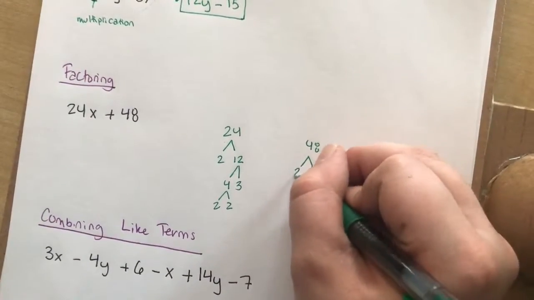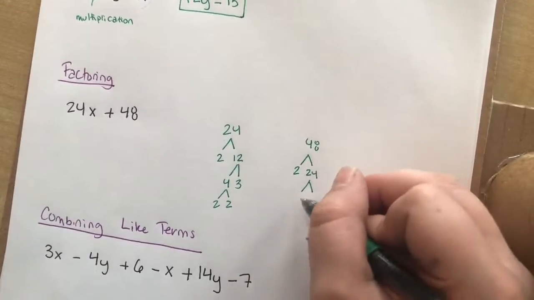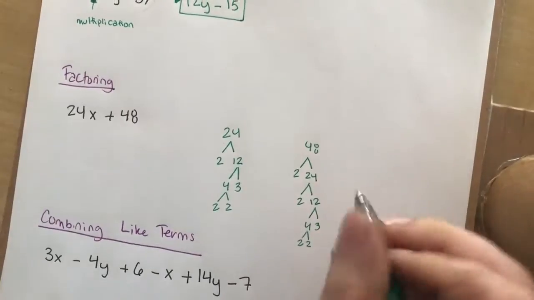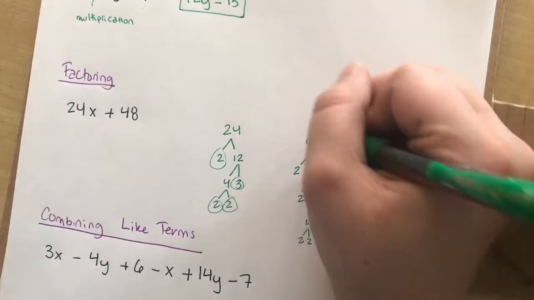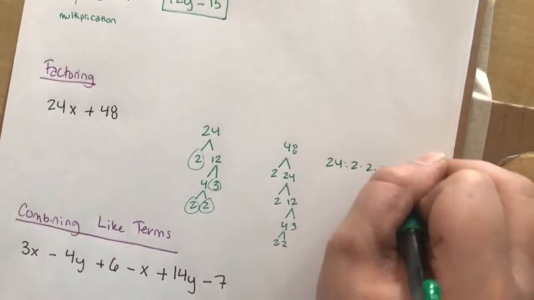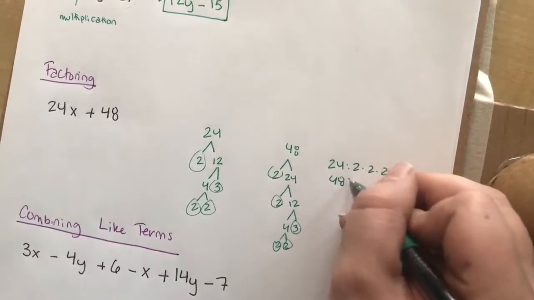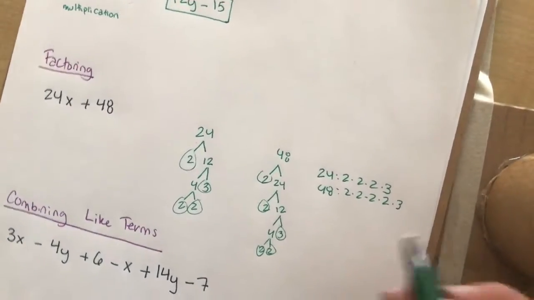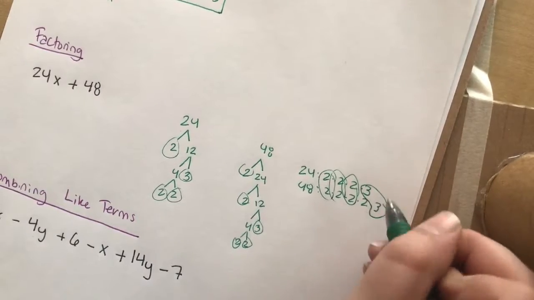48 is 2 times 24. 24, 2 times 12, 12, 4 times 3, and 2 times 2. So I've got the prime factorization of 24 is 2 times 2 times 2 times 3. And 48, I've got 2 times 2 times 2 times 2 times 3. And the ones I have in common, I have a 2, 2, 2, and then a 3.